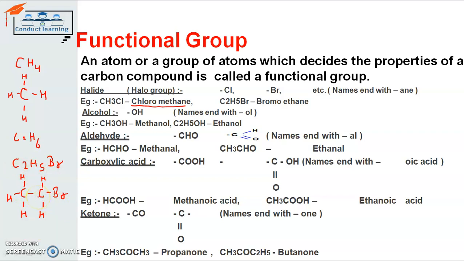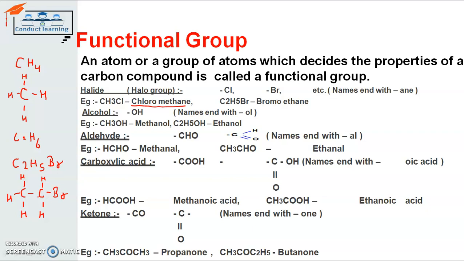In these two examples, as we know, carbon has a valency of 4, and it has to share its 4 electrons with atoms that are monovalent in nature. So here we took two monovalent atoms, bromine and chlorine. Accordingly, carbon shares one of its electrons with that particular atom, which comes under the functional group of halide, and becomes chloromethane or bromoethane.